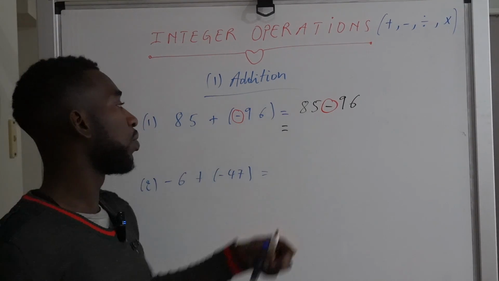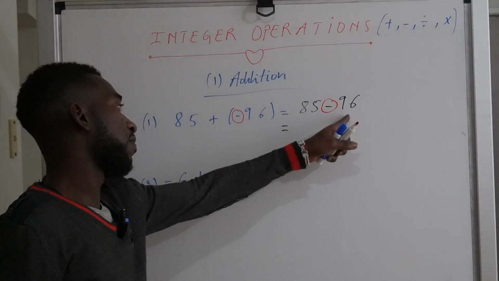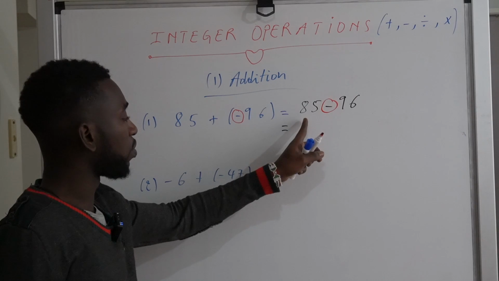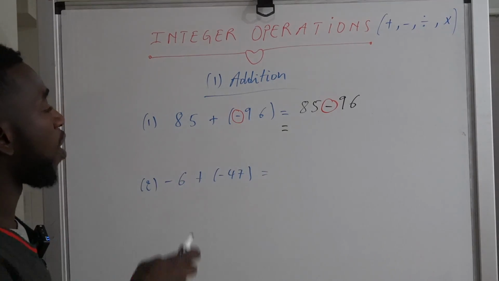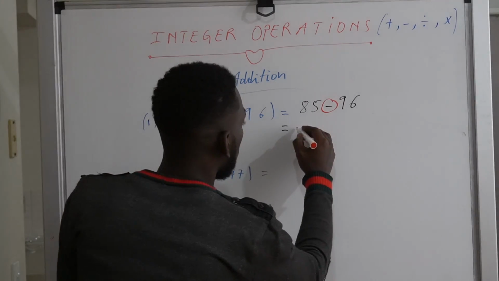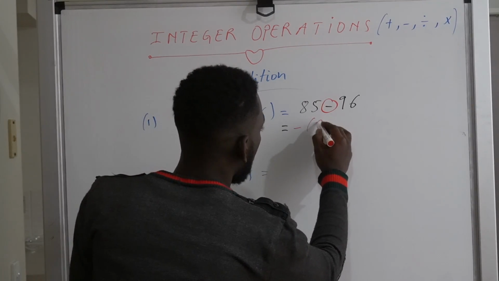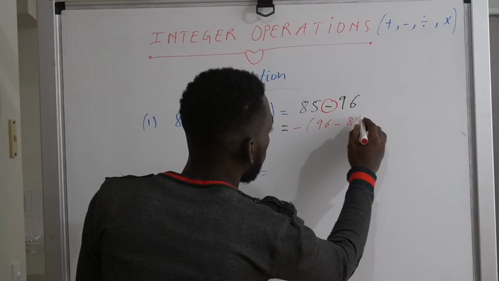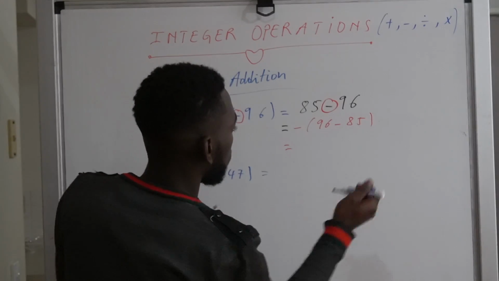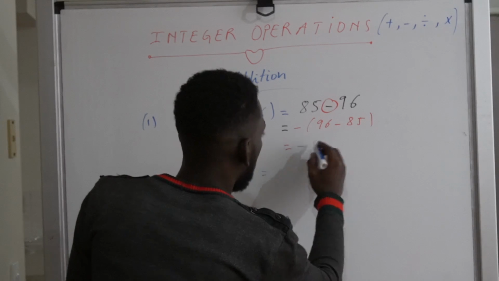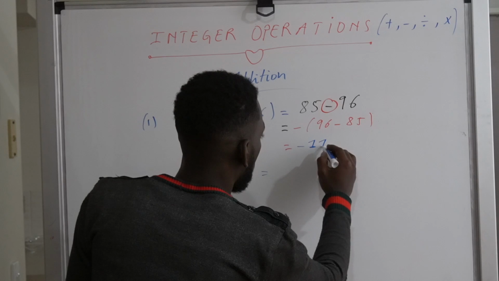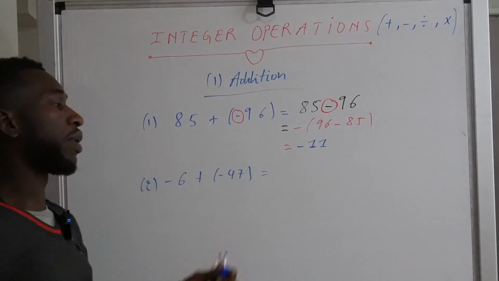But what I can tell you, that's 11, because we know that if we add 11 on this, it will be 96. However, what you do, you take the big number, you put negative in front and you take the bigger number, 96 minus 85. And then here, what you get is basically negative, and then here this is 11, right? So that's our answer.